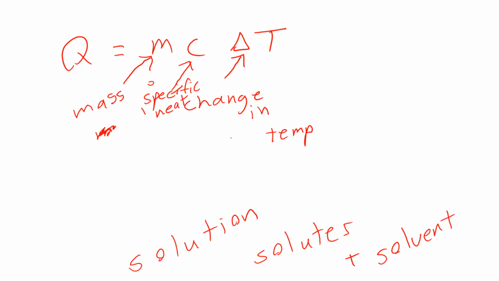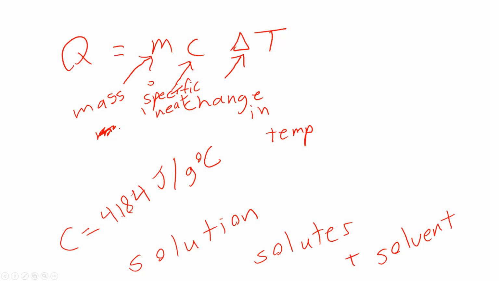Also, the reason we tend to use water is that water has the highest specific heat of any substance on Earth, at least as far as I'm aware. Water's specific heat, or C, is equal to 4.184 joules per gram degrees Celsius. This is the specific heat of water in joules.